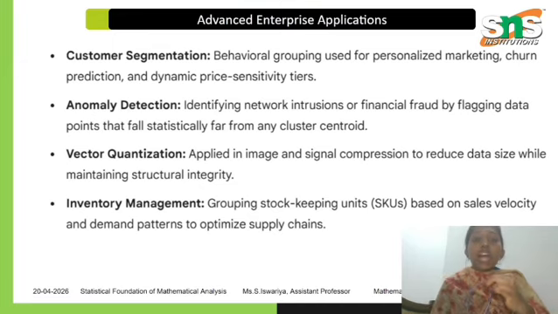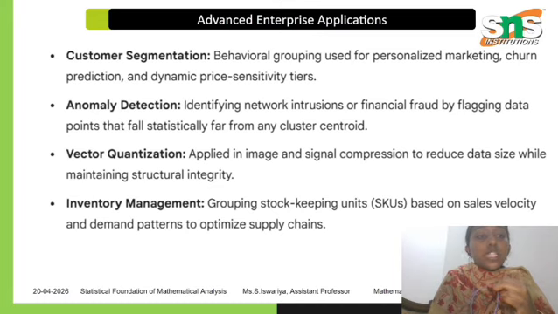And the next one is advanced enterprise applications. Here the applications are, the first one is customer segmentation. In customer segmentation, behavioral grouping is used for personalized marketing, churn prediction and dynamic price sensitivity tiers. And the next one is anomaly detection. Here, identifying network intrusion or financial fraud by flagging data points that fall statistically far from any cluster centroids.